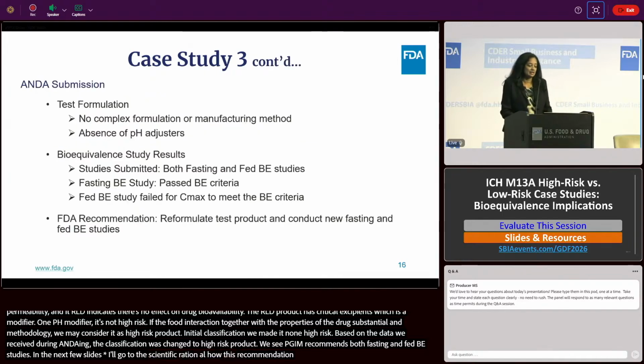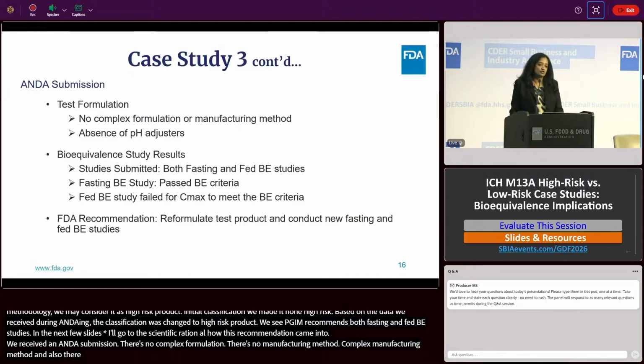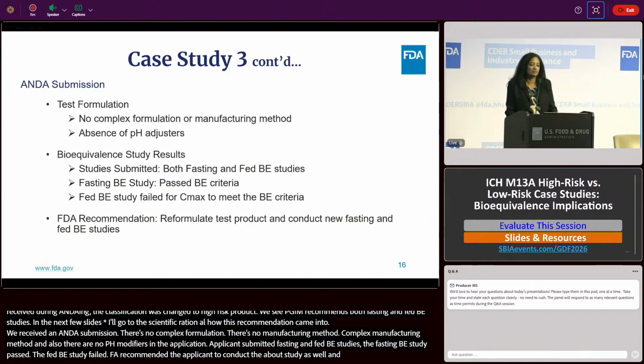So we received an ANDA submission. There's no complex formulation, there's no complex manufacturing method, and also there are no pH modifiers in the formulation. So the applicant submitted both fasting and fed BE studies. The fasting BE study passed, whereas the fed BE study failed. Now FDA recommended the applicant to conduct the fed BE study as well, and also reformulate their test product because of the IIG limits and other purposes.